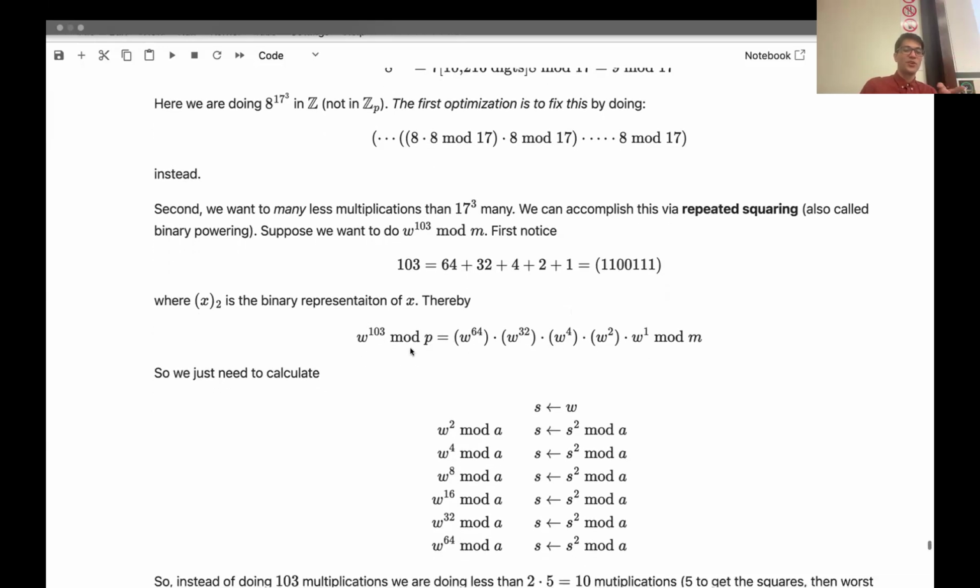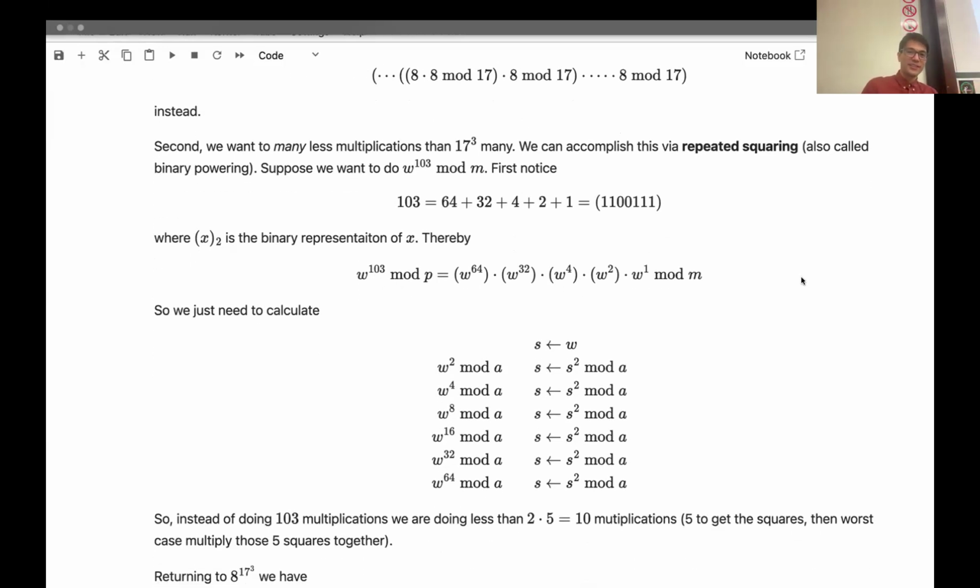Right? So instead of doing w to the 103, I can do w to the power of 64 times w to the power of 32 times w to the power of 4 times w1, right? And I can do this for any integer that has a binary representation. That is to say, all of them, okay?